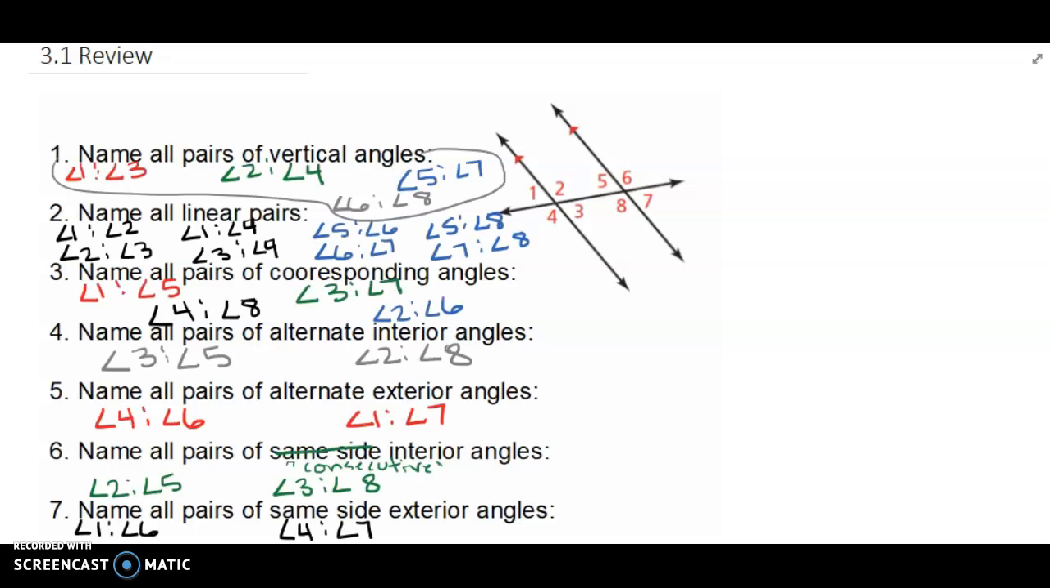All right, guys, here are the solutions to each of these. So take a minute and check it against what you have. And then if you got some incorrect, just make sure you know why they're incorrect so you can fix it.